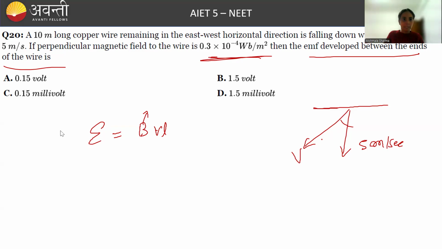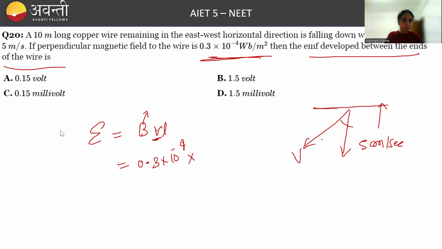So see here, it is falling down. Falling down means it is in a vertical plane, and the magnetic field is perpendicular to the wire. So the magnetic field is perpendicular to the wire, so it must be perpendicular to the plane, then only it is asking for EMF induced across its ends. So we don't need to do further checks because there is no option of it happening or not happening, because 0 volt is not given in the options. So it is perpendicular to the plane of fall of the rod. So put the value of B, 0.3 into 10 to the power minus 4. Put the value of velocity.